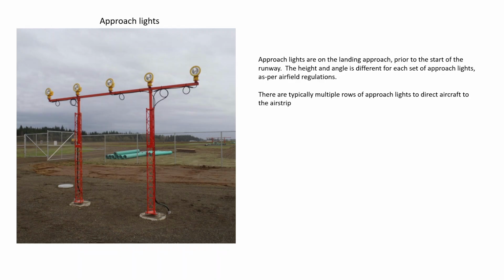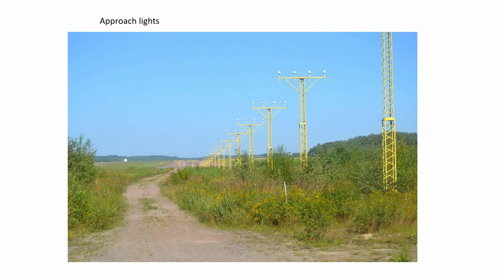Approach lights are on the landing approach prior to the start of the runway. The height and angle is different for each set of approach lights as per airfield regulations. There are typically multiple rows of approach lights to direct our aircraft to the airstrip. So here's an example of some approach lights, and depending on the category rating, we can have more or less.